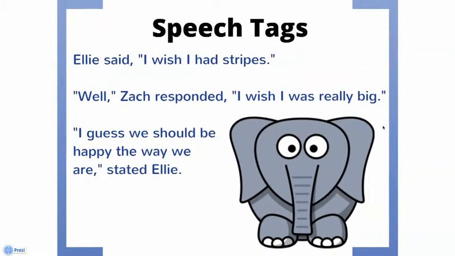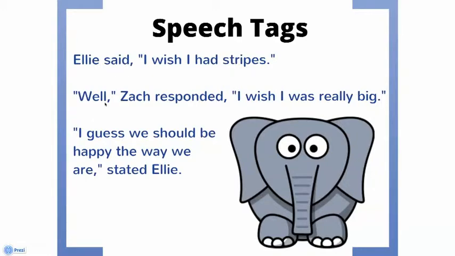Let's talk about speech tags. First of all, a speech tag identifies the speaker, such as Ellie said, Zach responded, stated Ellie. It's important that you know the speech tag can go in 3 different parts. My first example here, Ellie said, "I wish I had stripes." This speech tag is in the beginning of the sentence.